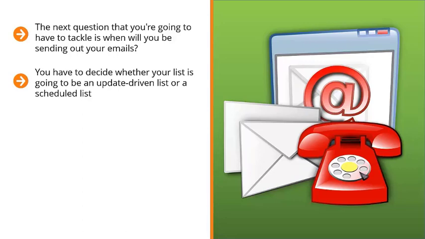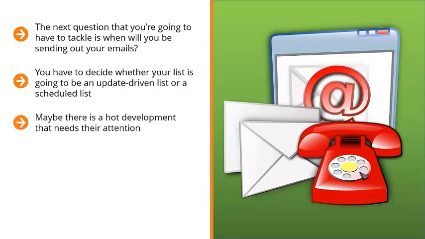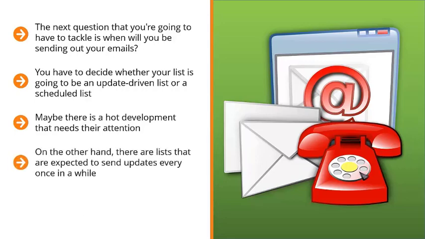People who sign up for update-driven lists expect emails to come at any time. Maybe there's late-breaking news in your niche. Maybe there is a hot development that needs their attention. Whatever the case may be, people who sign up for such lists expect updates to come at any time. In fact, they wouldn't mind if they receive several emails within a day. On the other hand, there are lists that are expected to send updates every once in a while. Maybe there are no late-breaking developments. Maybe there is a shortage of news in your niche. Regardless of the reason, people expect to receive emails only if there is something really important in your update.